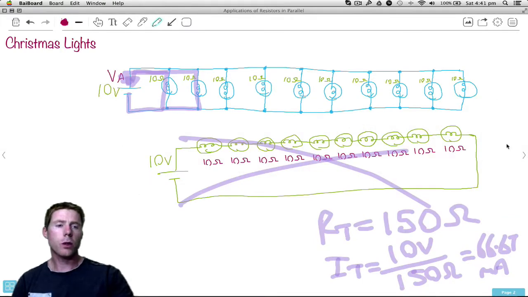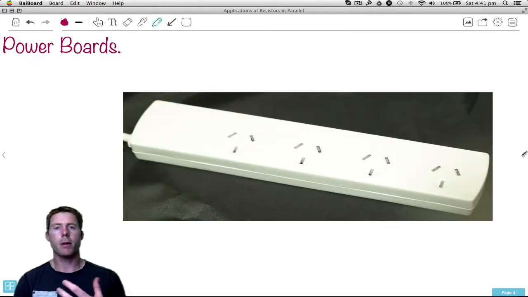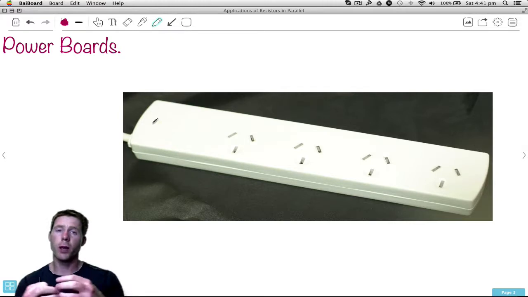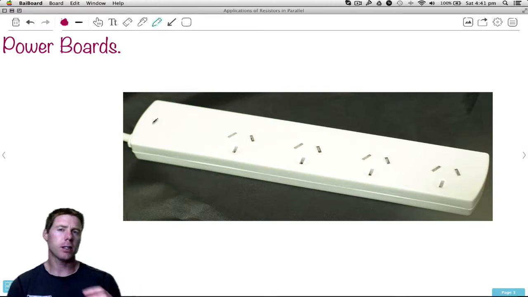Now, the other one I wanted to show you guys was a power board. So this particular power board is an Australian power board. Surprise, surprise, I'm from Australia, hence my Australian accent. These particular power boards connect into the wall, and then from there you get 4 connections with which to use. So it effectively extends 1 connection in the wall to 4.